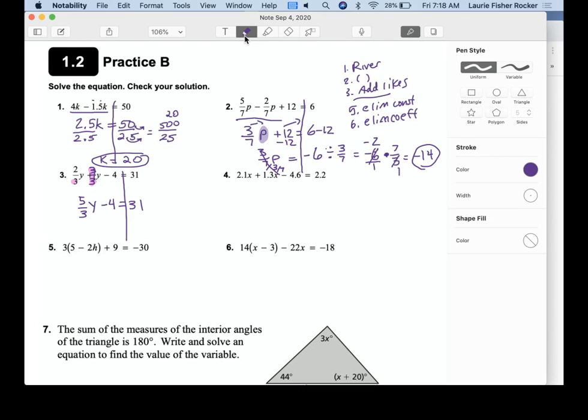Okay? So here's our y. So we're getting away from there. So our 4's got to go and our 5/3 has to go. So it helps me always to make that plan. So plus 4, so I got 35 equals 5/3 y.